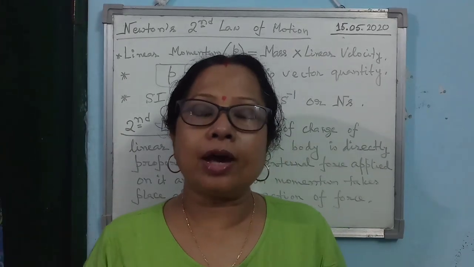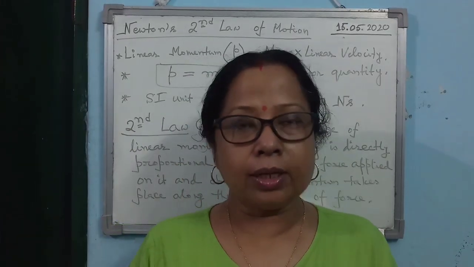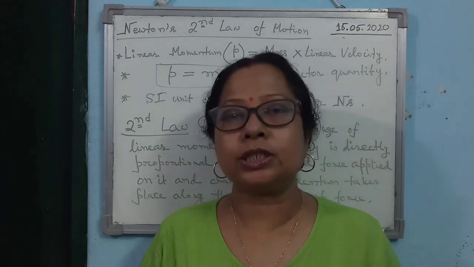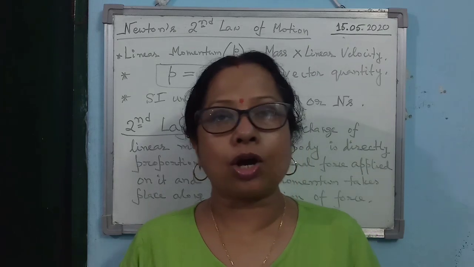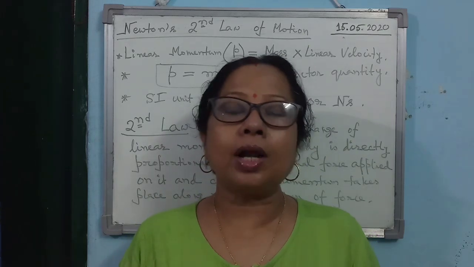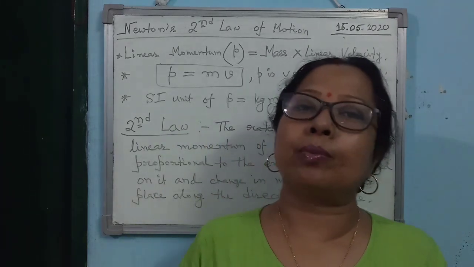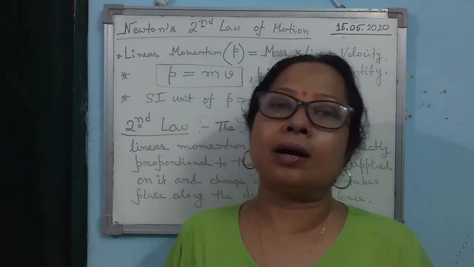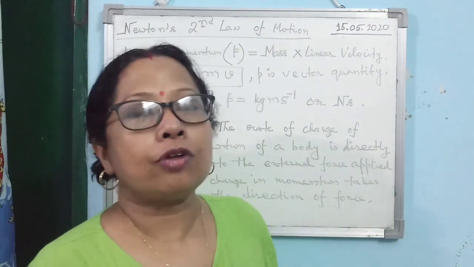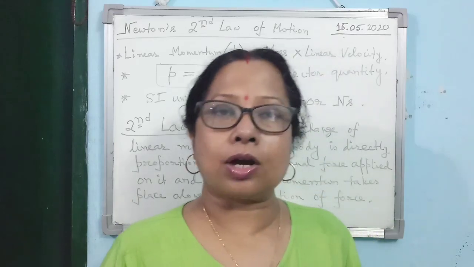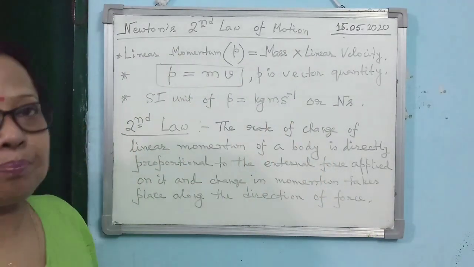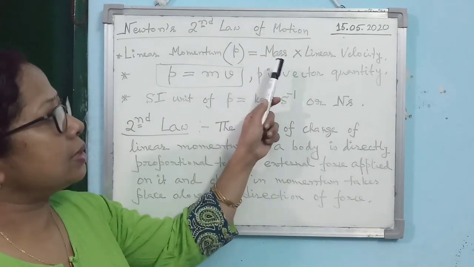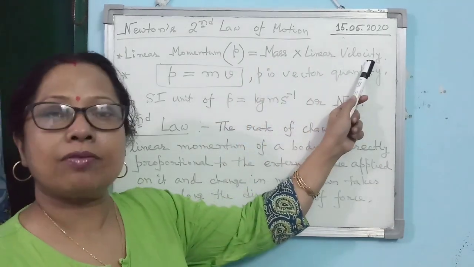So already we have finished Newton's first law of motion. Then the next topic in the laws of motion chapter is linear momentum and Newton's second law of motion. So first of all we have to understand what linear momentum is. Linear momentum is the product of mass and linear velocity. We denote it by P, and linear momentum is equal to mass into linear velocity.